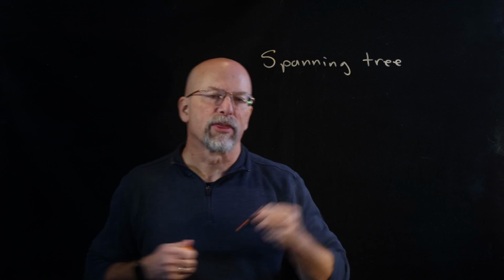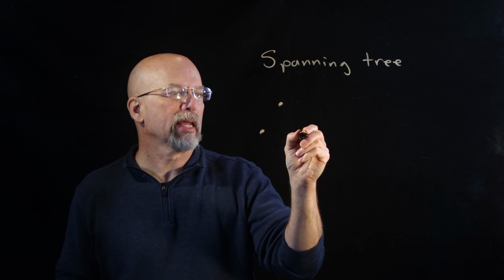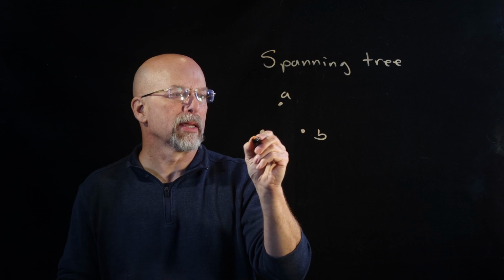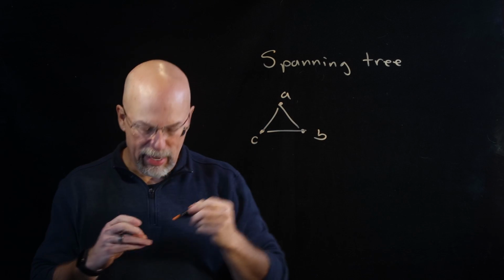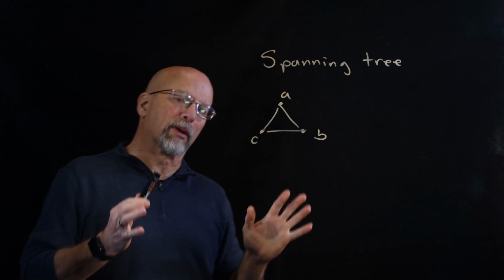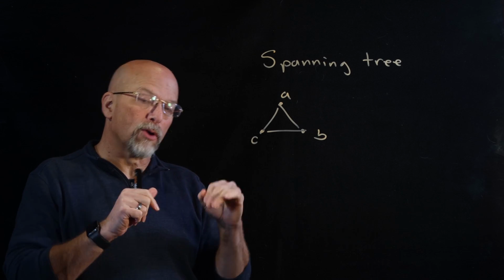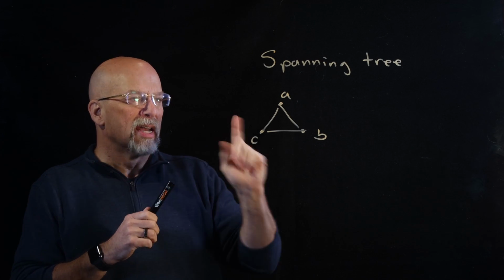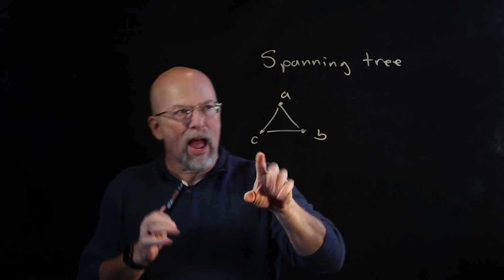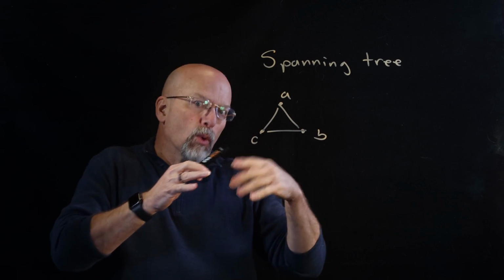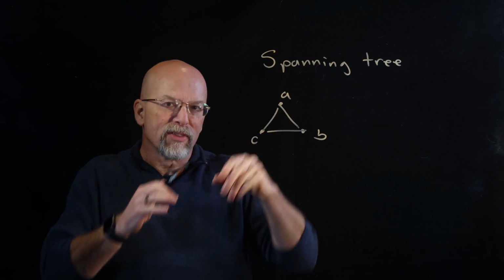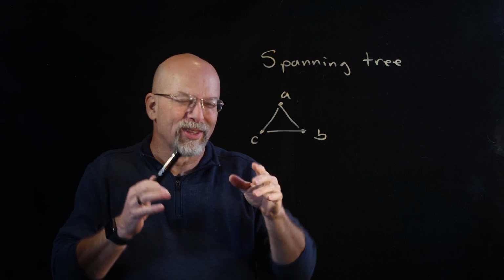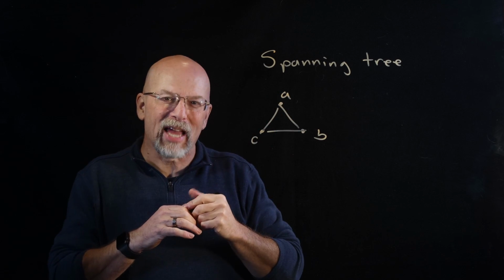Now let's start out with a very simple graph. I have 3 nodes or vertices, A, B, C. We're going to make it a complete graph. And remember, a complete graph is where every single node is connected to every other node. Now, whenever it comes to a complete graph, coming up with a spanning tree, we're going to have to remove at least 1 or 2 of these edges, because we've got a cycle here.